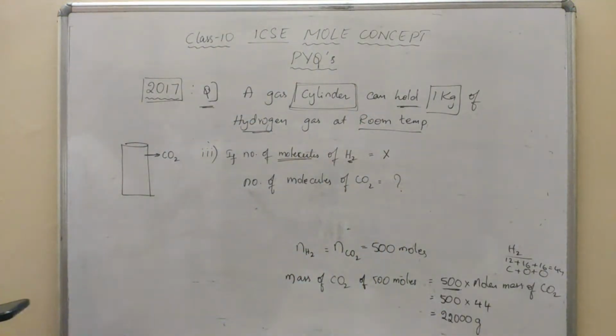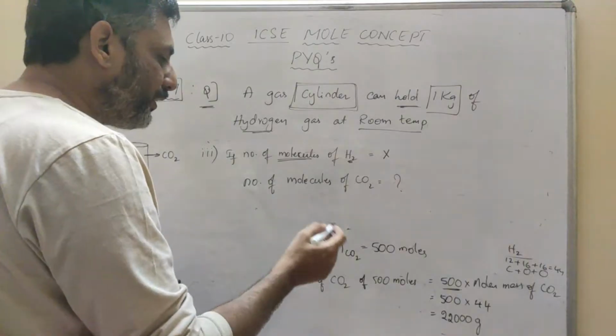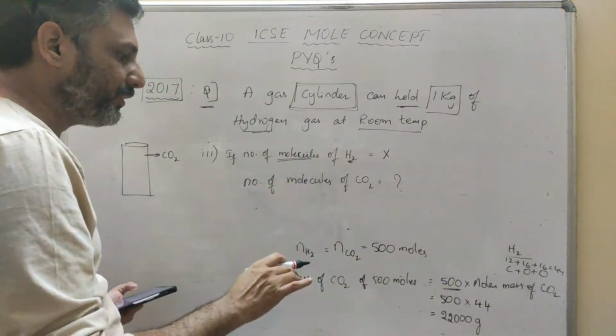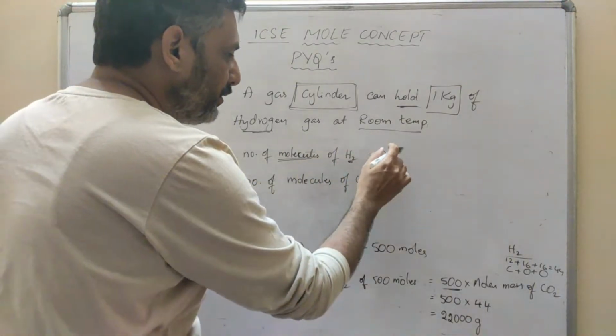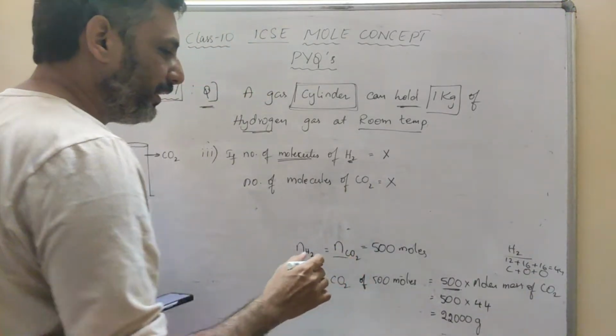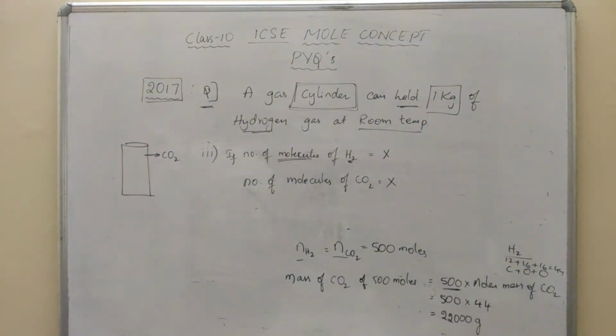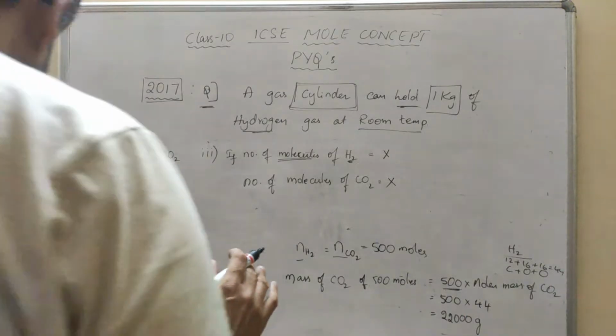So again, Avogadro's law. As per Avogadro's law, if you are taking two gases of equal volumes under the same conditions, the number of molecules also will be the same. That is nothing but number of moles. When the number of moles of two gases is the same, the number of molecules of those two gases also will be the same. So this is also a very easy question.